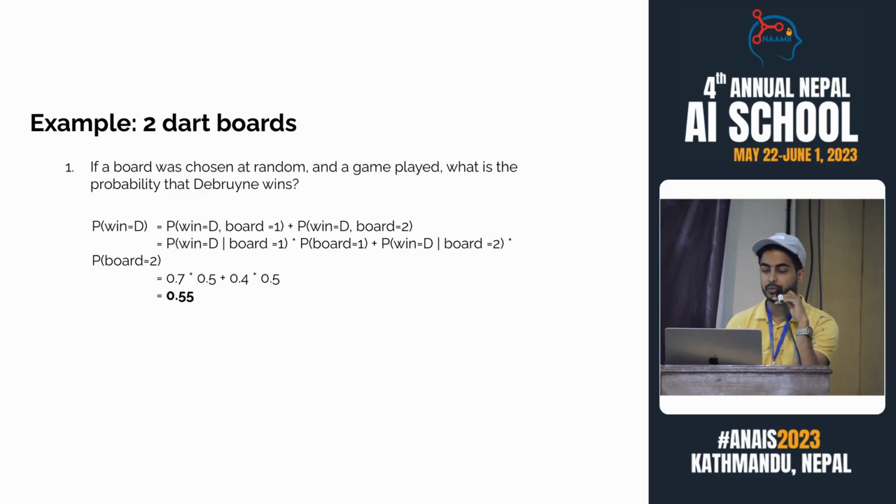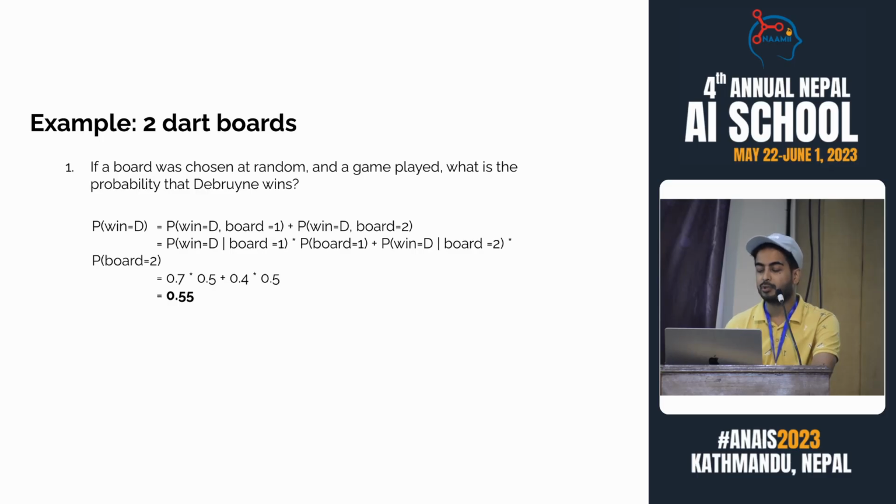By the way, this first expression is also called the law of total probability, which is nothing too fancy. It just means you have to account for everything. Win equals De Bruyne means he can win in two different ways, by playing on board 1 or on board 2. If we had more boards, we'd have to account for all those boards. The law of total probability says all those things have to be accounted for.